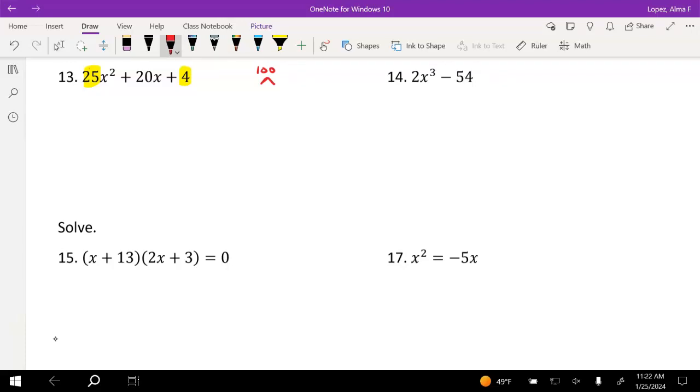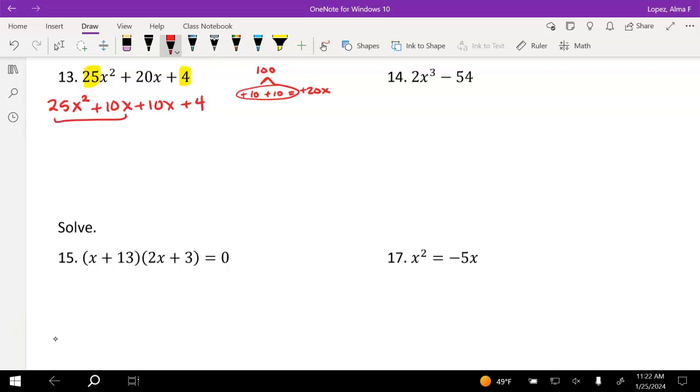Some of you will immediately think 10 and 10. Or you can write all of the factors out. But once you find that 10 and 10 are going to work, I'm going to make them both positive because I need them to add up to a positive 20x. Now rewrite it. 25x squared. I'm going to rewrite the 20x using those two numbers, plus 10x plus 10x plus 4.